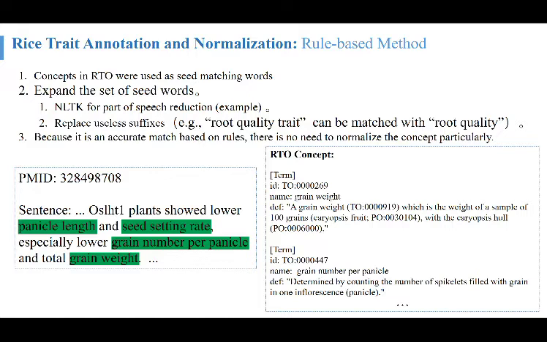One way is using the NLTK for part-of-speech reduction, as the below example shows. The other way is replacing the suffixes. For example, the root quality trait can be matched with root quality. Since this method is based on the trait concept, there is no need to do the normalization.